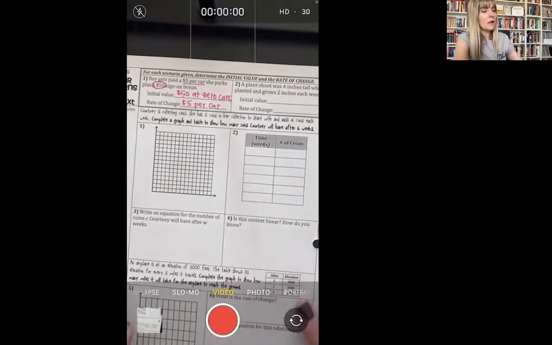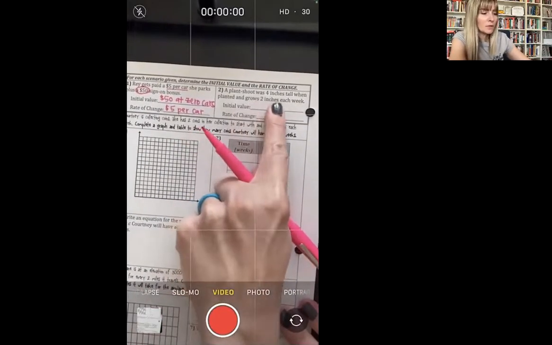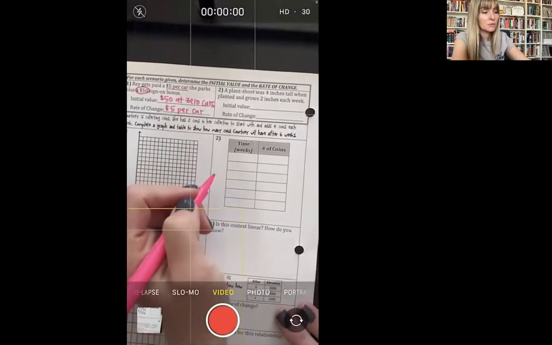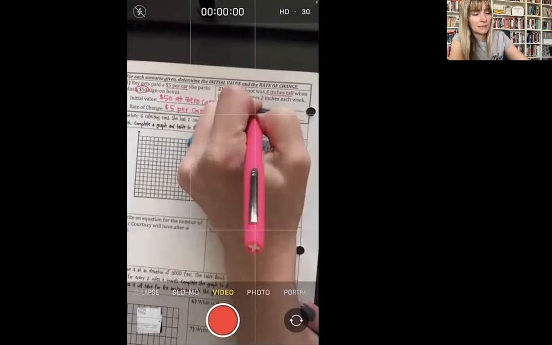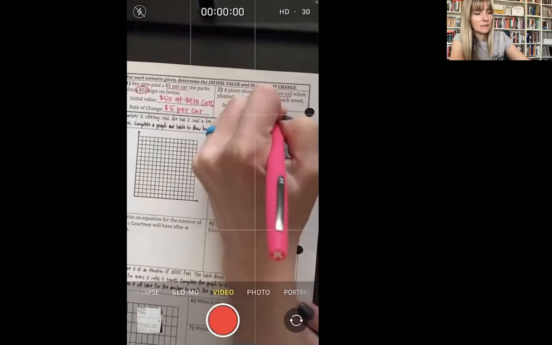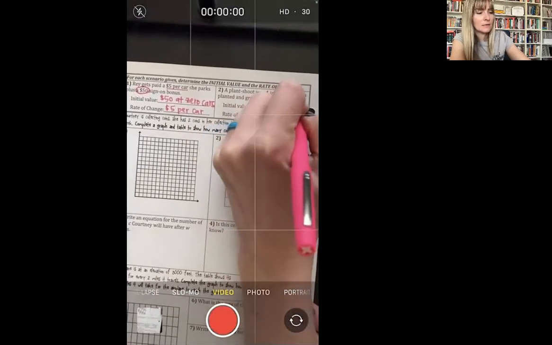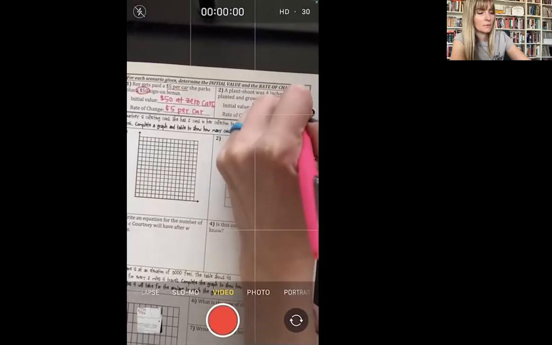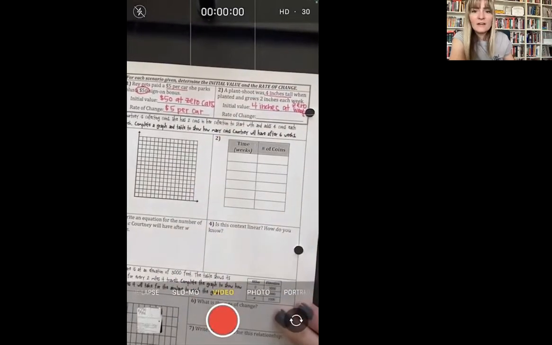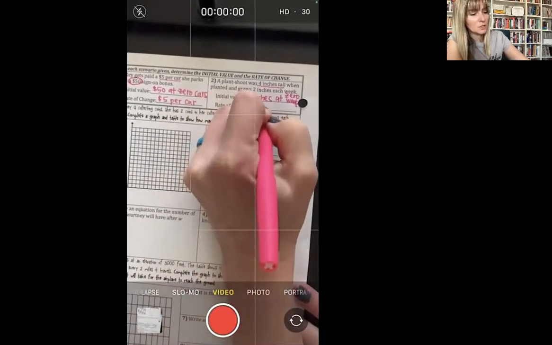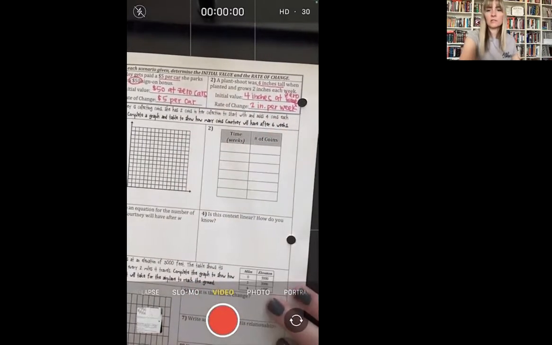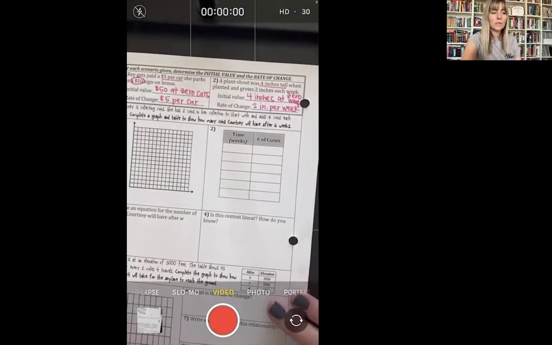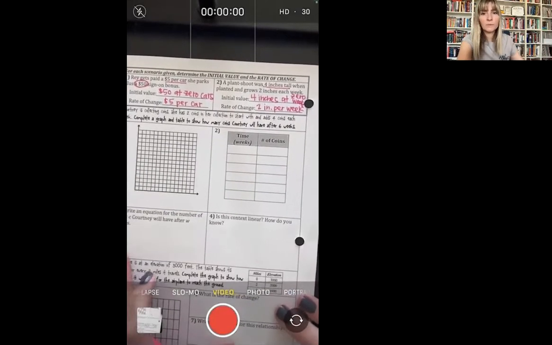All things linear here. Okay, number 2, a plant shoot was 4 inches tall when planted, and it grows 2 inches each week. 4 inches tall when planted means 4 inches at 0 weeks, and the rate of change is 2 inches per week. Inches is an accepted abbreviation in the world. So we use accepted abbreviations, 2 inches per week.